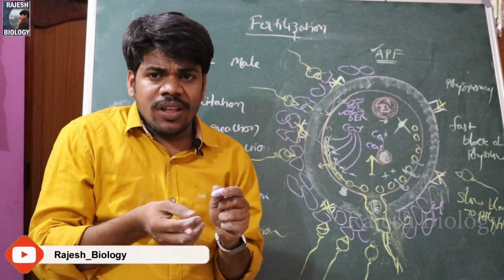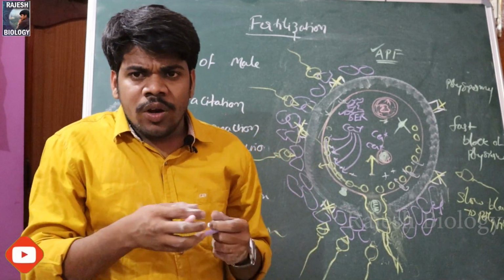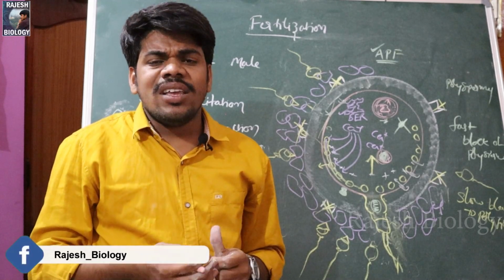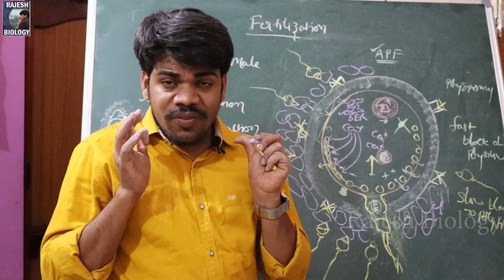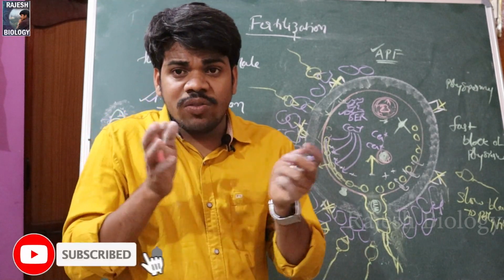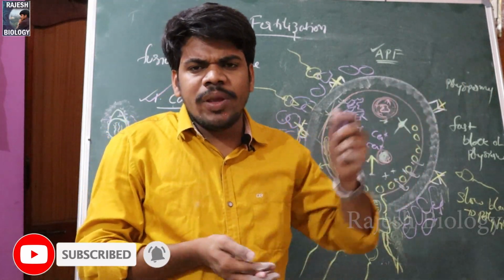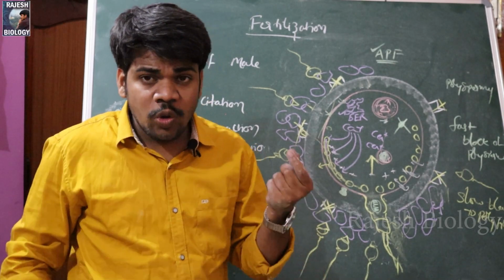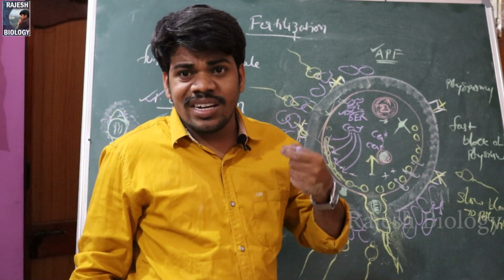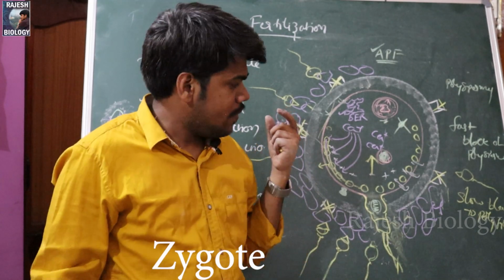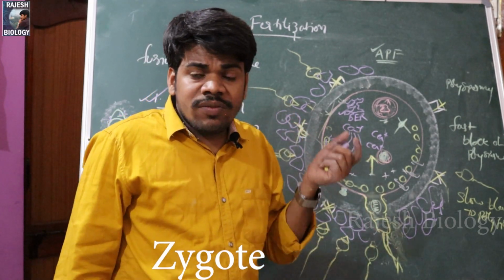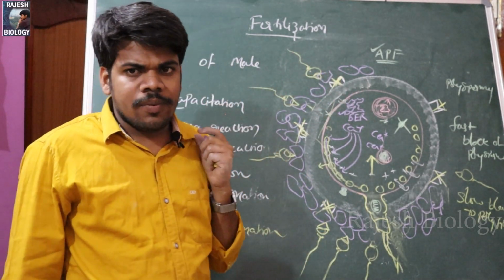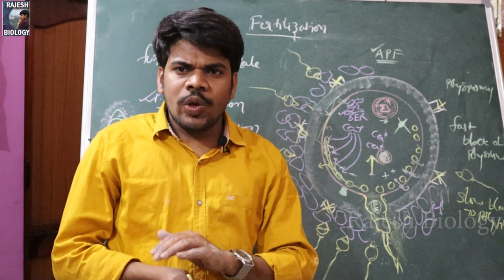After this, spindle fibers are formed for the mitosis. The first mitosis results in the formation of two cells. Like that, the cleavage will be continuous. Synkaryon means zygote. Two nuclei are fused with one another. That is called synkaryon. Male and female gametes fusing with one another is called syngamy. That is also called what? Fertilization.